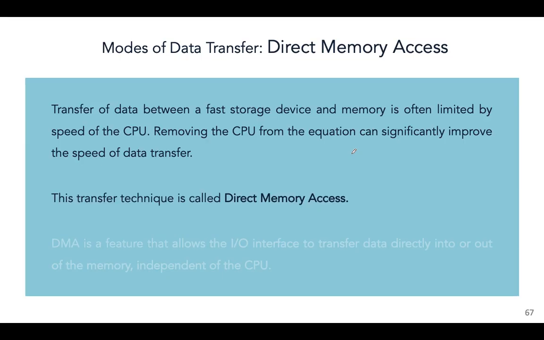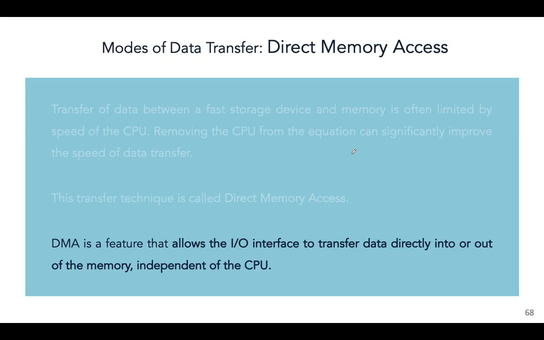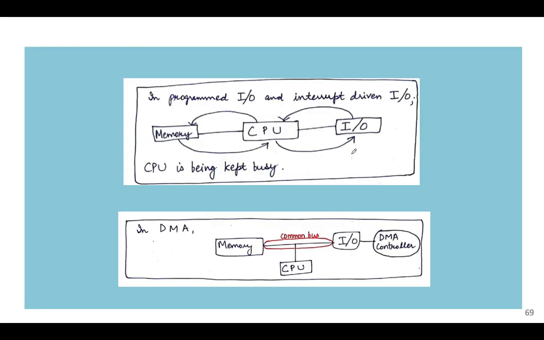Now, this kind of transfer technique is known as direct memory access. So, the device is directly now able to access the memory. DMA is a feature that allows the IO interface to transfer data directly in or out of the memory independent of the CPU. You have taken the CPU out of the transfer equation, and now the memory and the device through the IO interface can communicate with each other directly. So this is what happens diagrammatically.